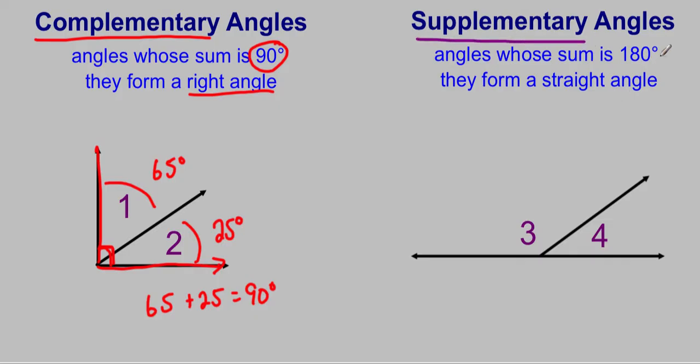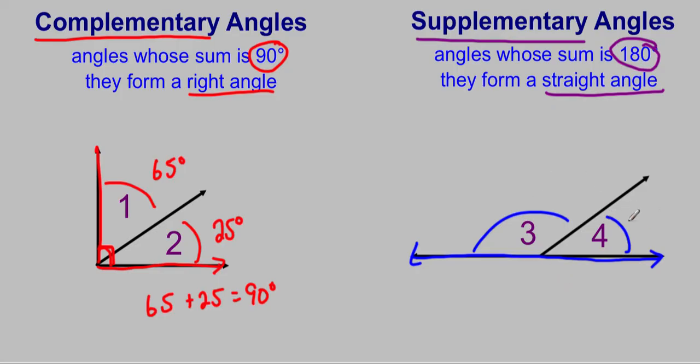Supplementary angles are 2 angles whose sum is 180 degrees, or they form a straight angle or a straight line. And here's how I remember the difference between them. Complementary, C comes before S, 90 comes before 180. That's how I kind of keep the 2 of them straight. But if I look, I want this angle here plus this angle here. And if I look at their outside edges, they create a straight line. So I know that they're a pair of supplementary angles.